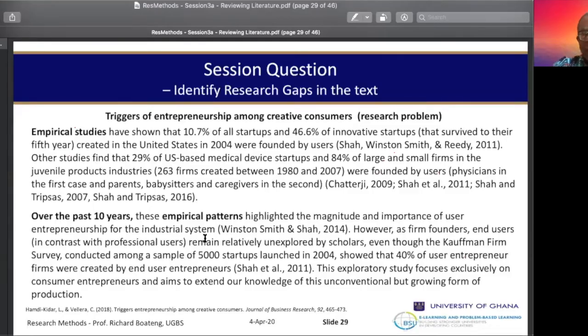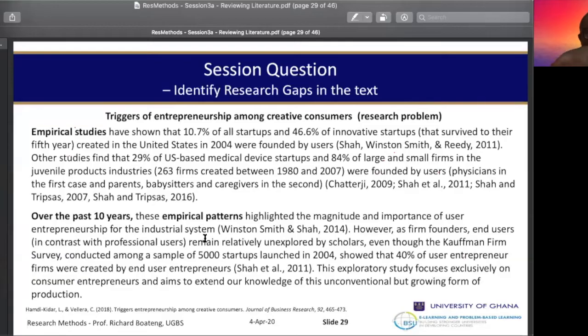Now he gives the reference to it. Other studies find that 29% of US-based medical device startups, and then 84% of large and small firms in juvenile products industries were founded by users. Physicians in the first case, that's the US-based medical startups, and then parents and babysitters and caregivers in the second case. Now, all that he has done here is to emphasize that there is research to show that users start firms, even if it is a small number.